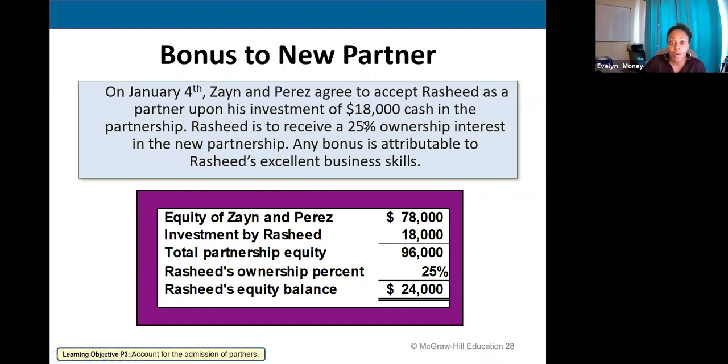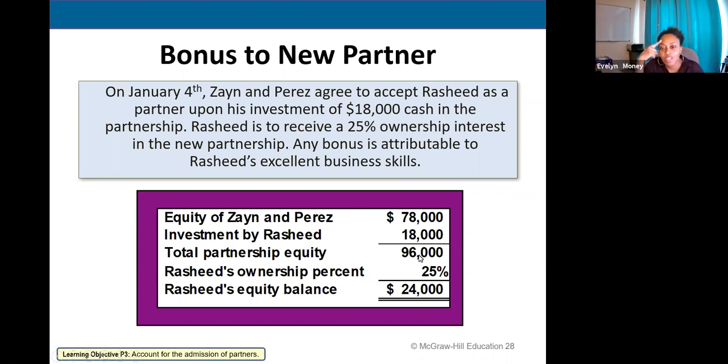Well, that really doesn't mean much to me right now. Rashid is supposed to get 25% of the new partnership. So let's determine the value of the new partnership by taking the equity of Zain and Perez, assuming this information was given to us before. We add in what Rashid is bringing in, $18,000 cash, and that gives us total partnership equity. We multiply that times 25%, and we see Rashid's equity balance will be $24,000.